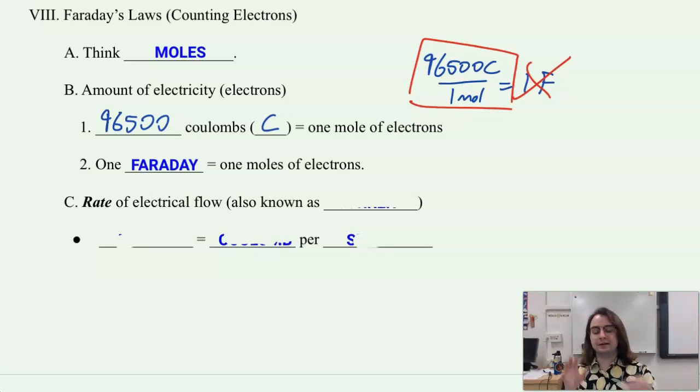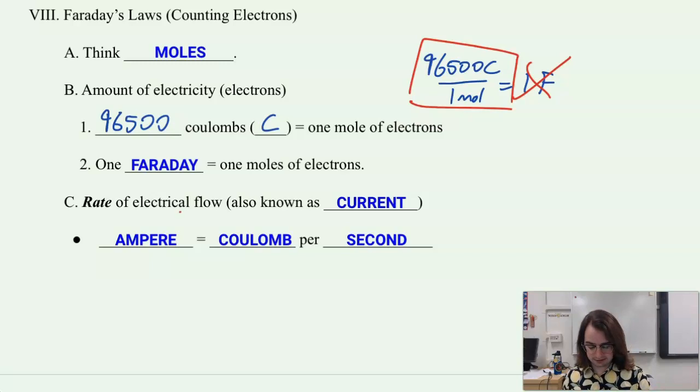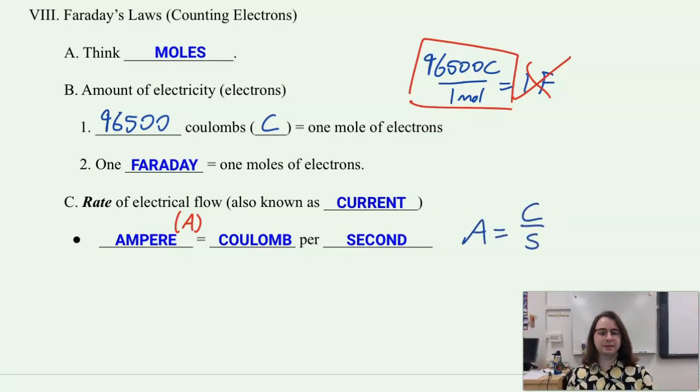Understand also that we can use this relationship between coulombs and moles and connect it to a thing called current, which is measured in ampere. We just use a capital A for ampere. Ampere is 1 coulomb per second. So the relationship is here, coulombs per second. You might be able to see the connection between coulombs and moles. So 96,500 coulombs equals 1 mole of electrons. So we have this connection, right?